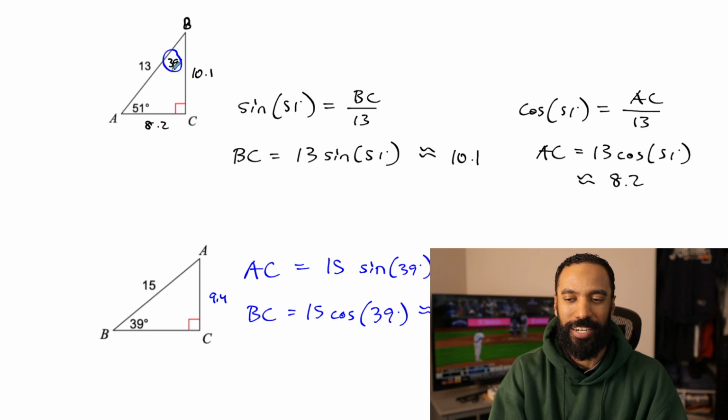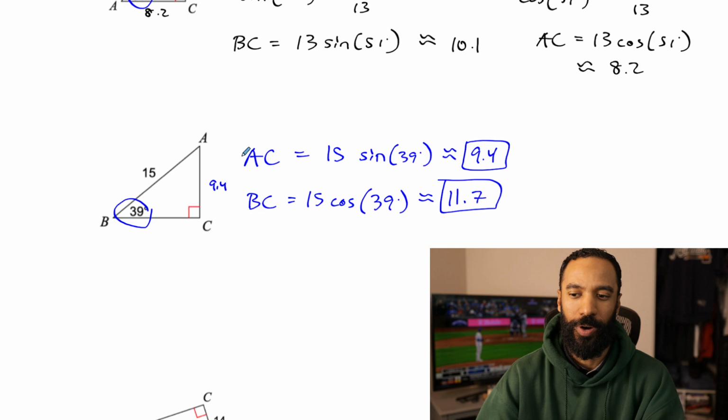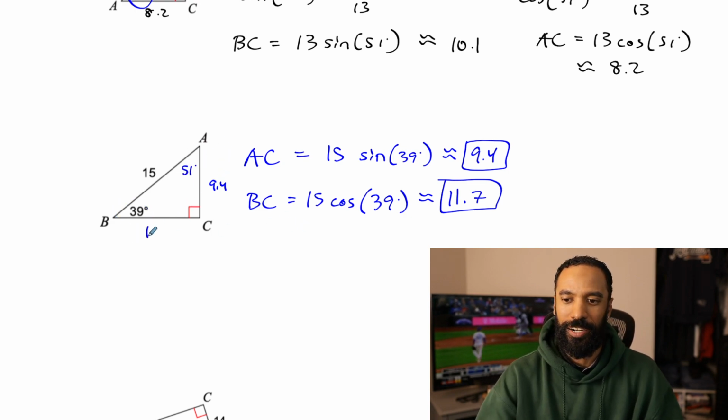And lastly, this is the most repeated reasoning. Notice how this was 39 from 51. Well, this is 39, so this must be 51. Obviously, it's a pretty easy calculation, but that's going to be 51 degrees there. And there's another solved triangle.